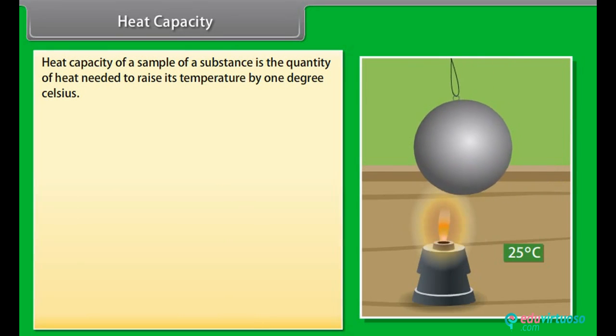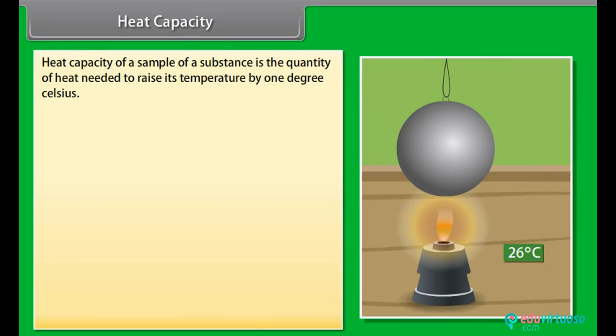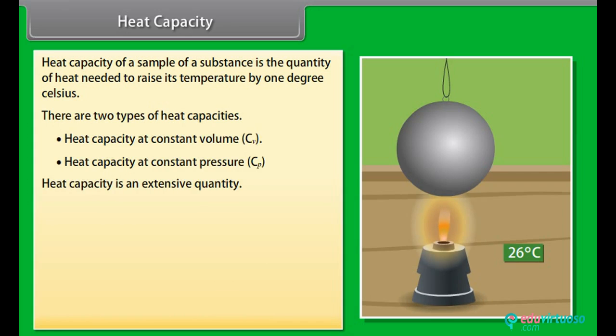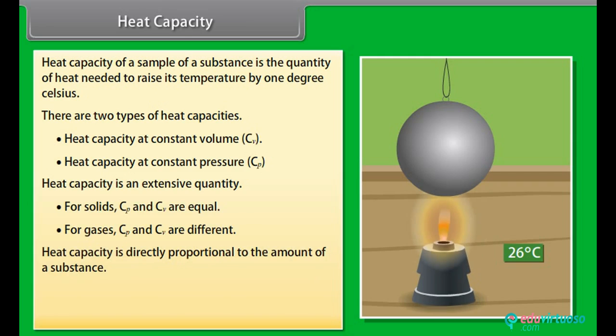Heat capacity. Heat capacity of a sample of a substance is the quantity of heat needed to raise its temperature by 1 degree Celsius. There are two types of heat capacities: heat capacity at constant volume and heat capacity at constant pressure. Heat capacity is an extensive quantity. For solids, Cp and Cv are equal, and for gas, Cp and Cv are different. Heat capacity is directly proportional to the amount of a substance. Q is equal to the product of Cv and delta T, where delta T is equal to Tf minus Ti.